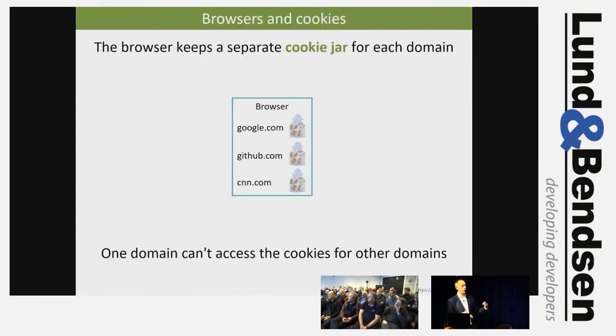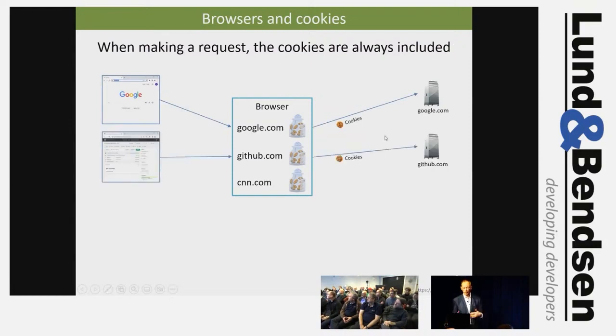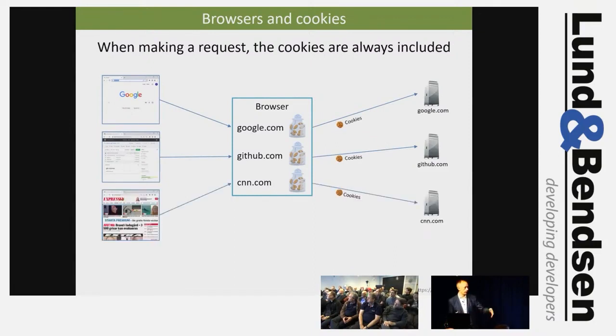We all know that the browsers keep a cookie jar of the cookies that are associated with each domain. I think we all know that. So if I surf to Google, the cookies for google.com are included in the outgoing request. And if I go to GitHub, the cookies for GitHub are included in the request. And when I go to some CNN or some news site, I will get the cookies for that news site. All well, all good. That's how the web works.